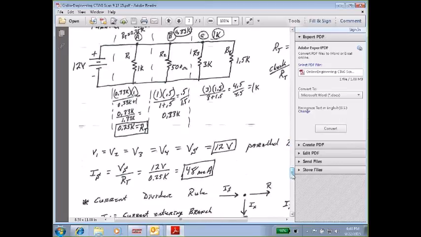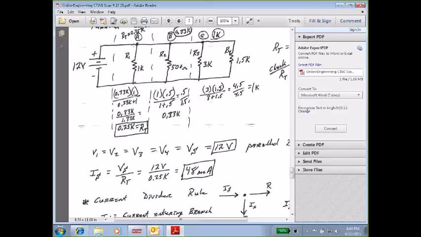Now, there is a law about voltages in a parallel circuit. The voltage across all parallel branches is the same. If I put a voltmeter from here to here, I would have 12 volts.